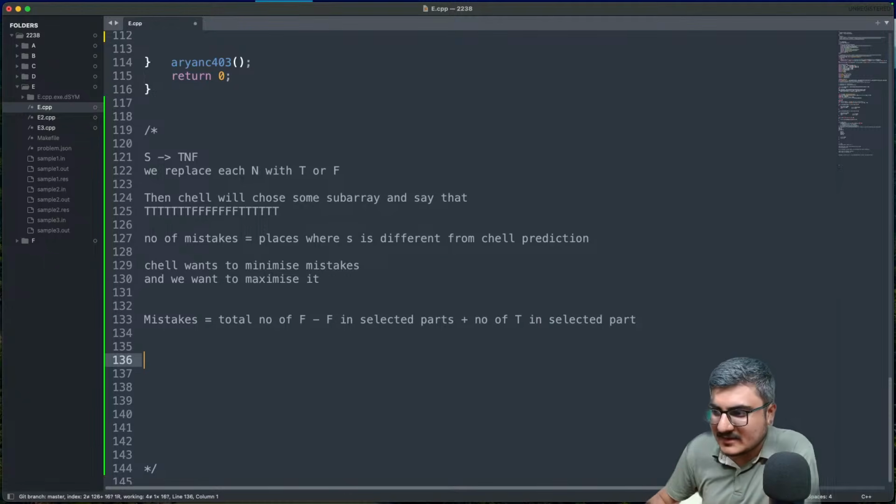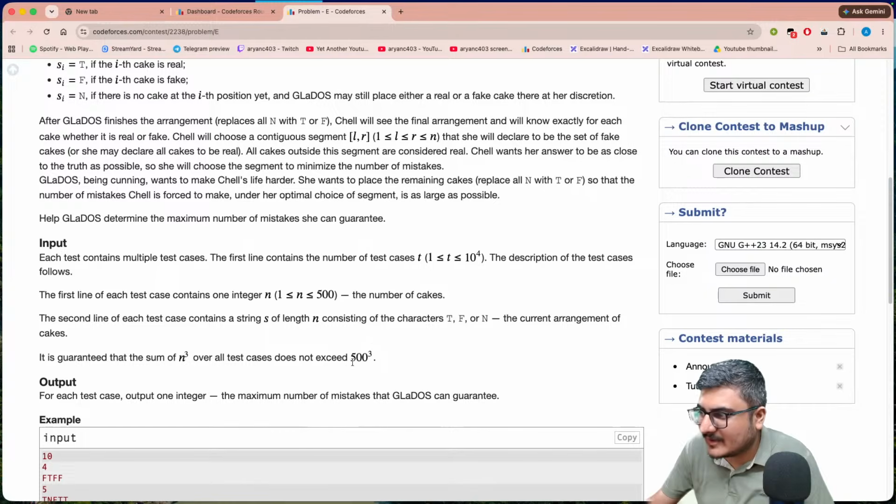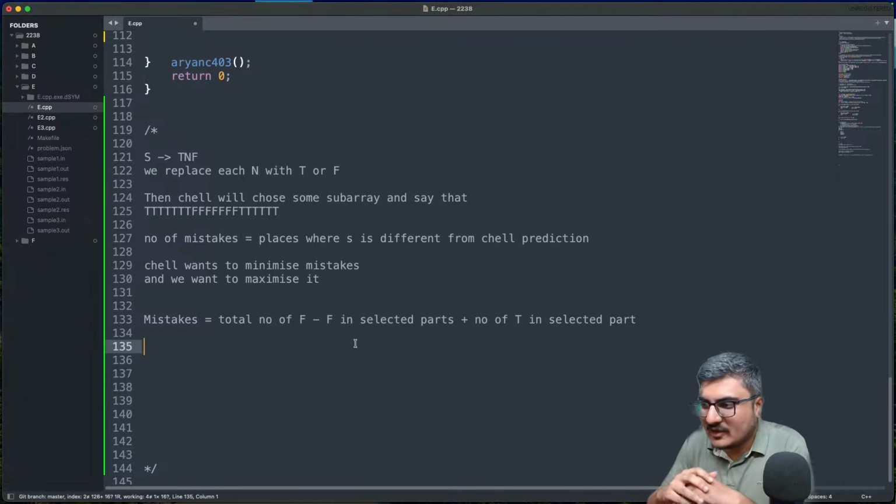Like, does this way look correct to count the number of mistakes we have made? Number of mistakes we have made is number of fake cakes outside the range we have selected, and the number of real cakes we predicted as fake inside our range. Yeah, order n cube is around 1.25 times 10 to the power 8 or something, that will actually get an AC. So now the idea over here is as follows.